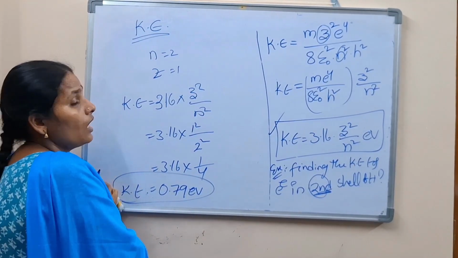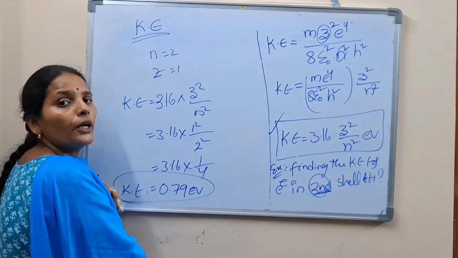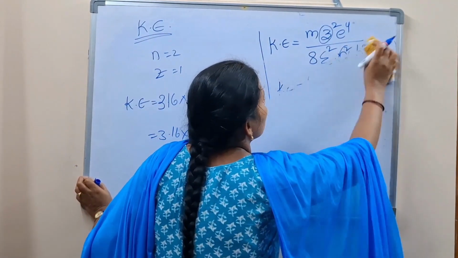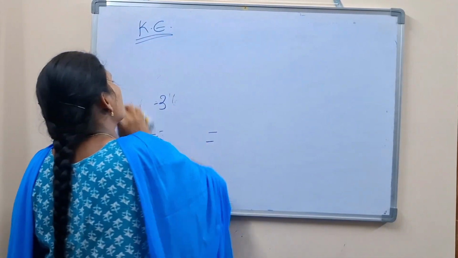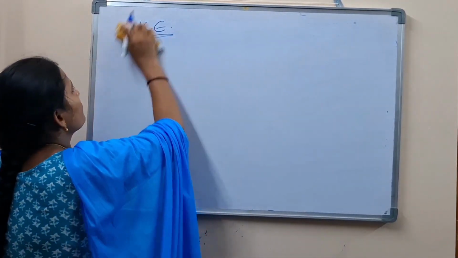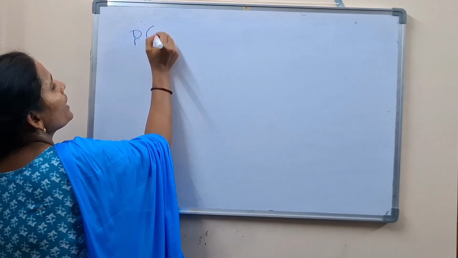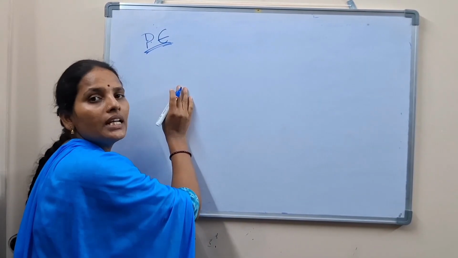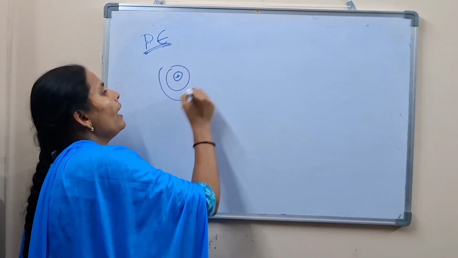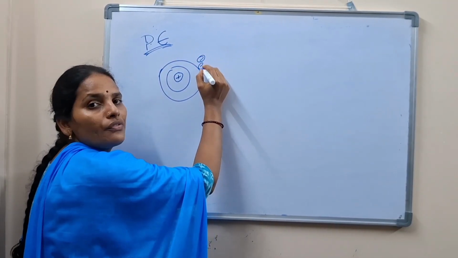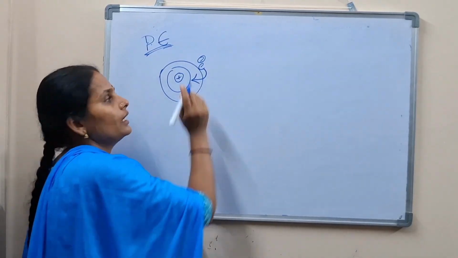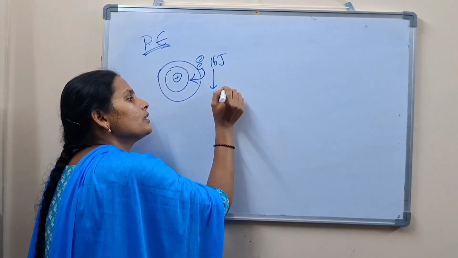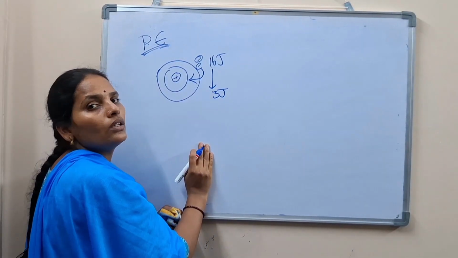After kinetic energy, we have to find the potential energy also. Next, potential energy. When an electron jumps from a higher energy level to a lower energy level, say the higher energy is 16 joules, when it jumps to the lower level it becomes 3 joules.